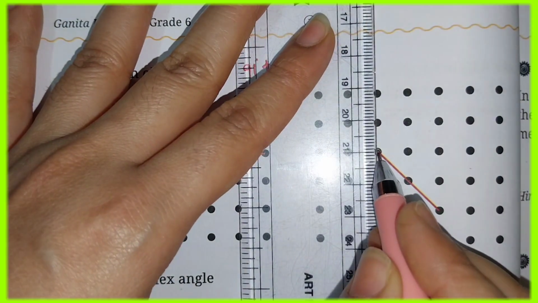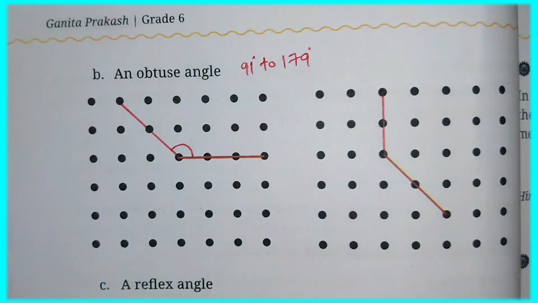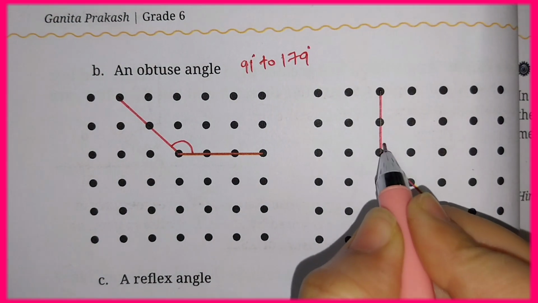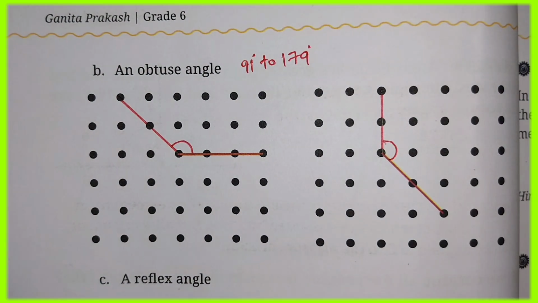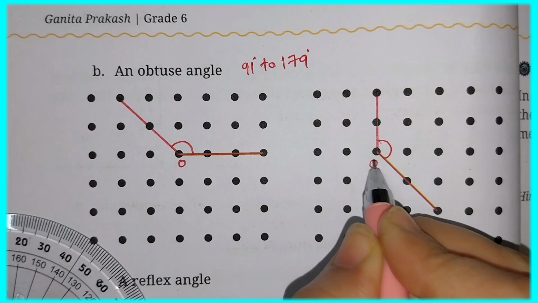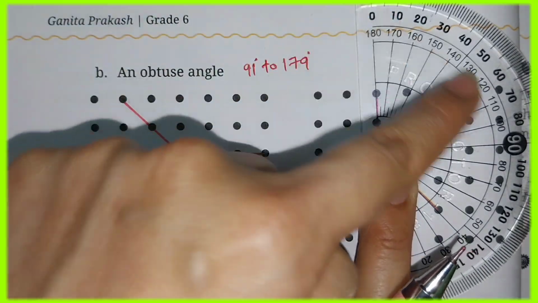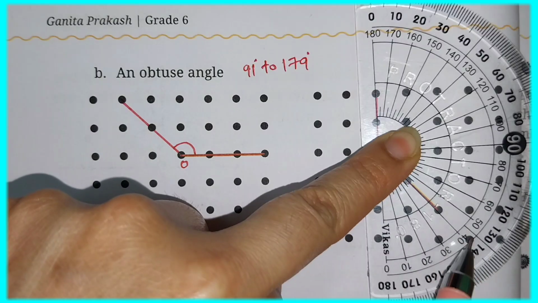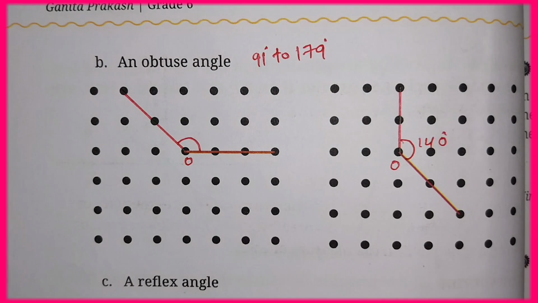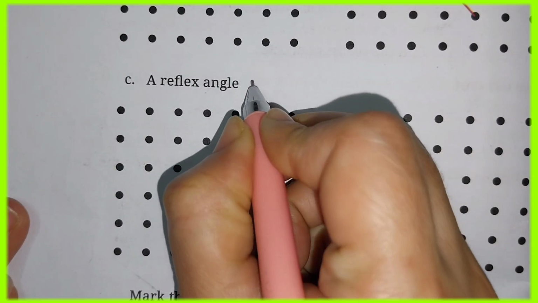Next one also, you have to draw a straight line like this to get an obtuse angle and place the protractor to measure the angle. So take a protractor, place it like this. Now you have to consider the outer scale, then you will get the angle 140 degrees.